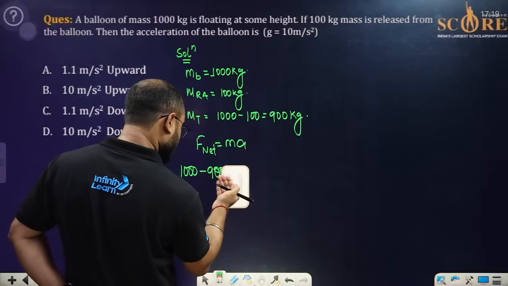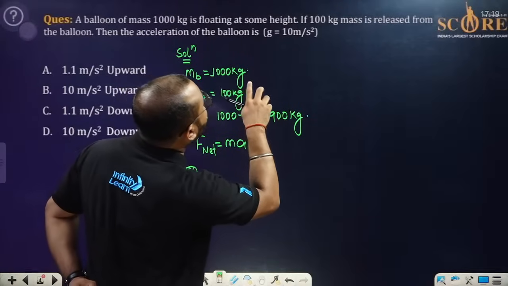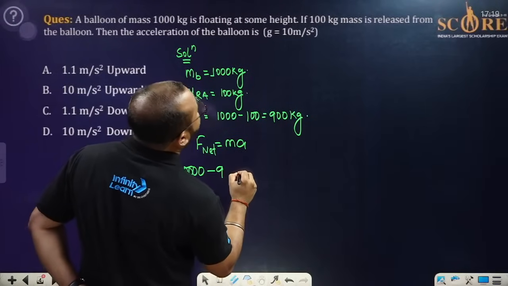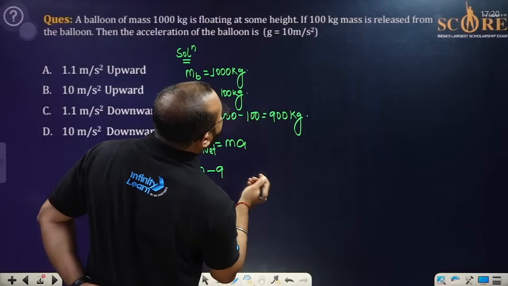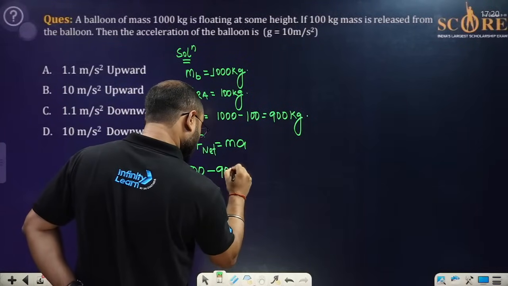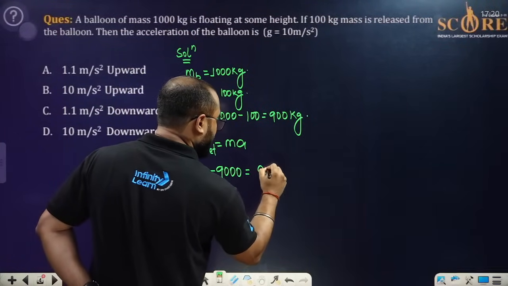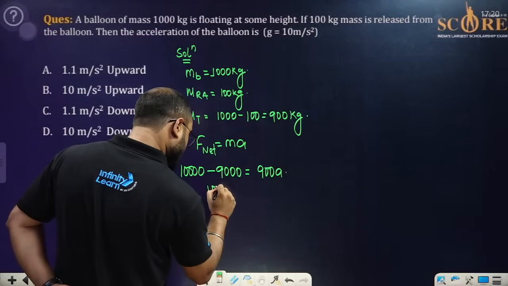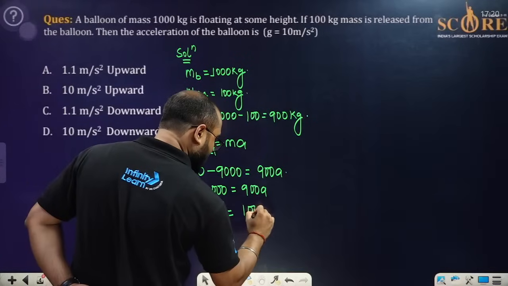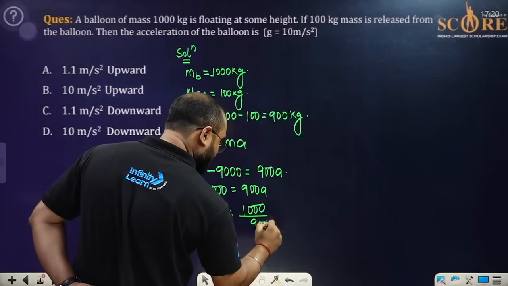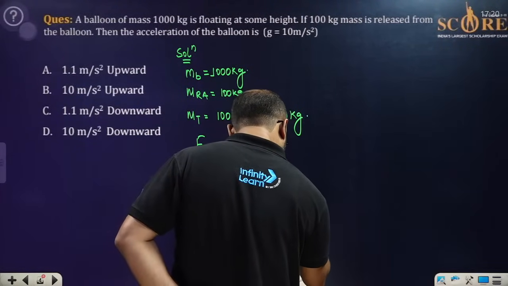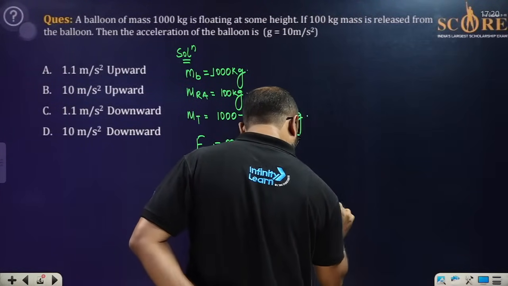We are having 1000 minus 100, so 9000 will be equal to 900 times the acceleration. It is 1000 equals 900 a. The value of a is coming out to be 1000 divided by 900. These zeros cancel out. If you try to solve this thing, I believe it is coming out to be 1.1 meter per second square.